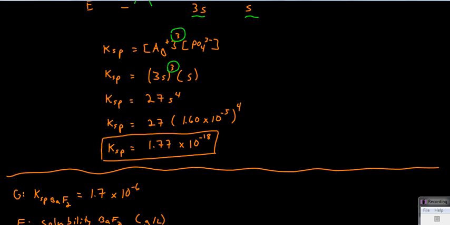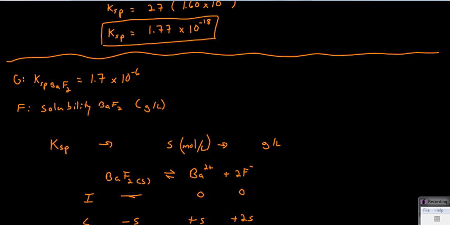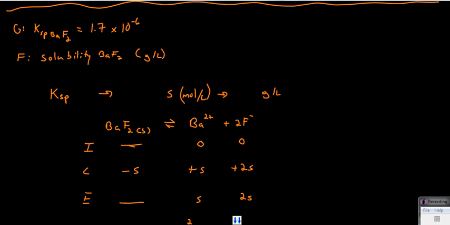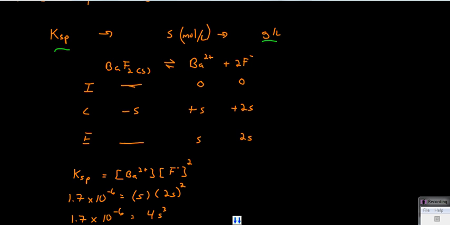Okay, let's try another one. This time, let's go from KSP into the solubility. So essentially, the reverse of the problem that we had just done. So we have KSP. In order to get into the solubility in grams per liter, we need to find the value of S. So KSP and S are related by the equilibrium expression. So if we know KSP, we can find the value of S by having values built from our ICE table.